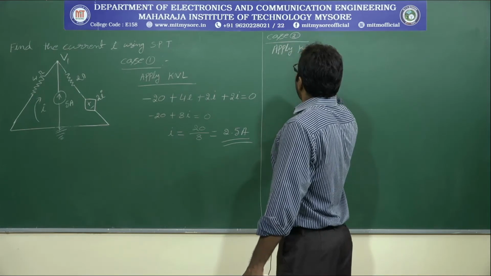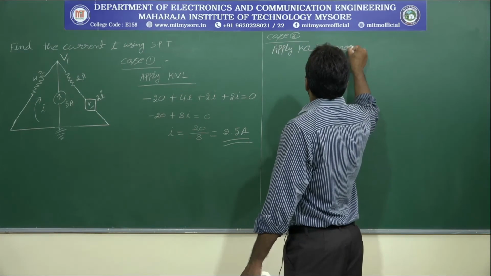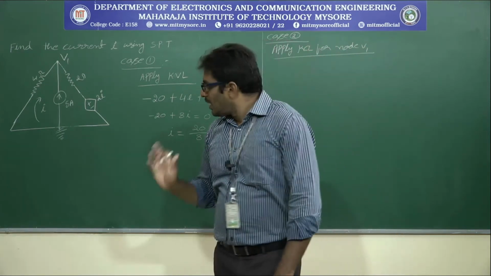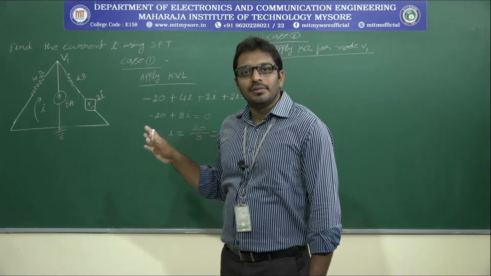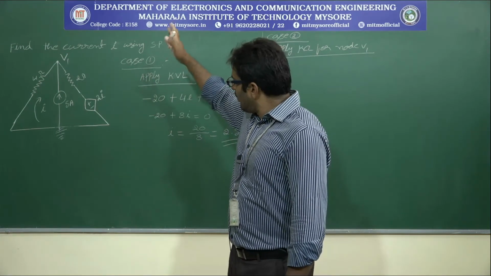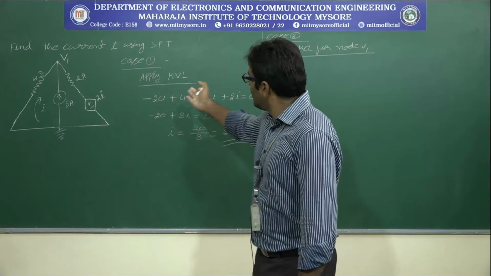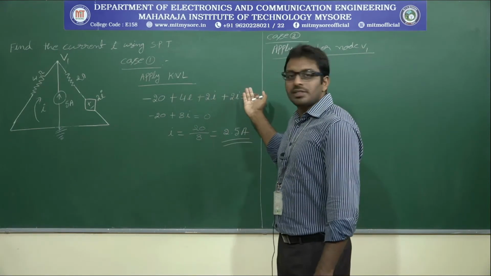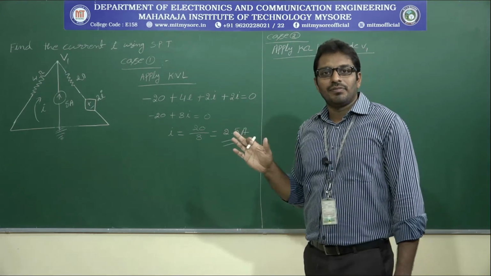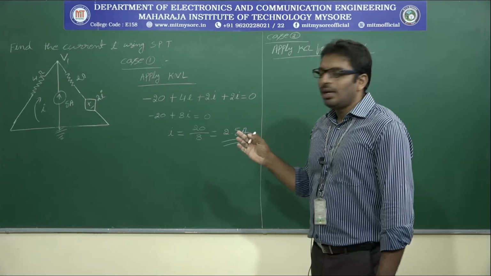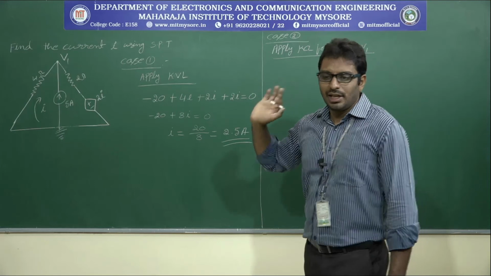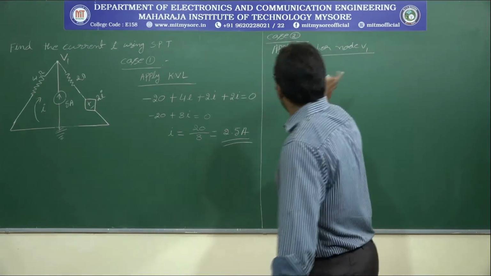Apply KCL for node V1. So many times I have repeated: when you are finding any parameter by applying any theorem, go with the simple analysis. In the first case, I preferred to apply Kirchhoff voltage law. In the second case, I am applying Kirchhoff current law. Which method is simple? In order to find the parameter, go with that method. Is it clear? Now apply KCL for node 1.